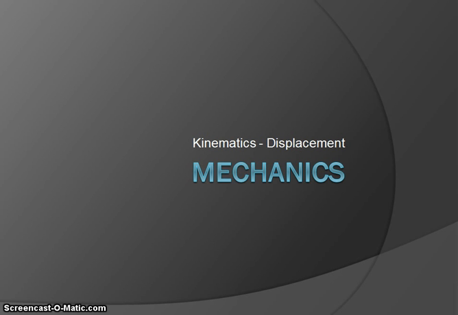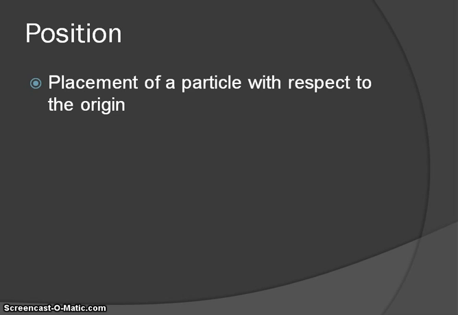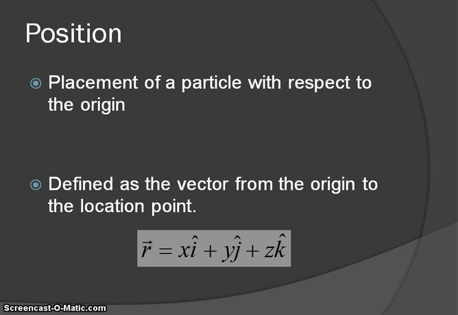Okay, today we are going to start our introduction into kinematics. Basically, kinematics is a description of the motion of physical objects. When we start describing the motion of physical objects, we have to look at their position. Position is the placement of a particle with respect to the origin. This is defined as the vector from the origin to the point of location.